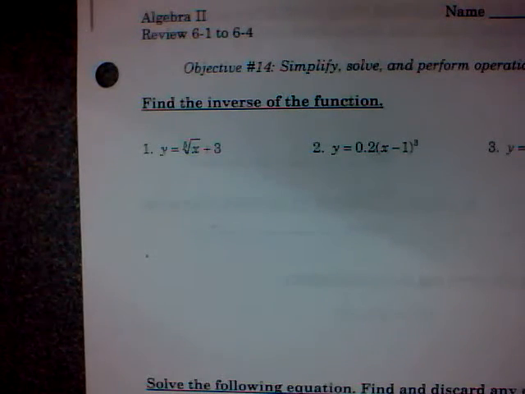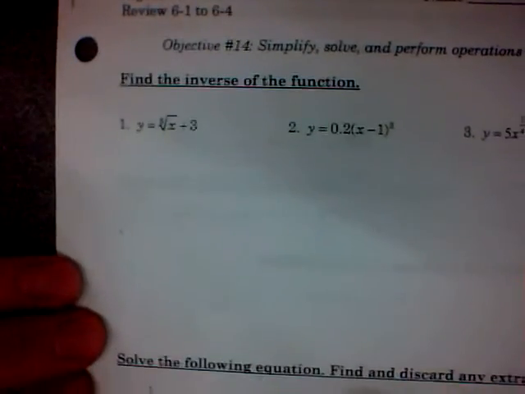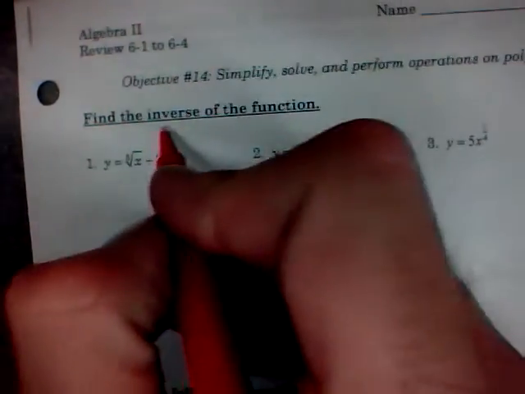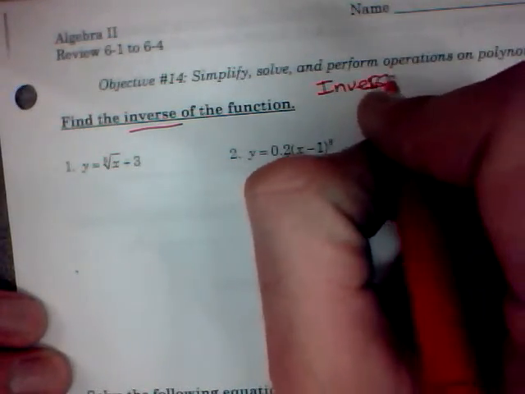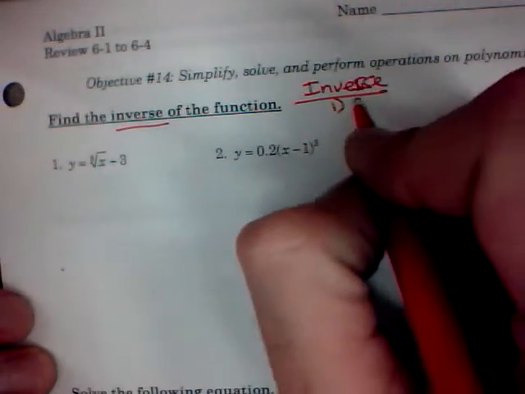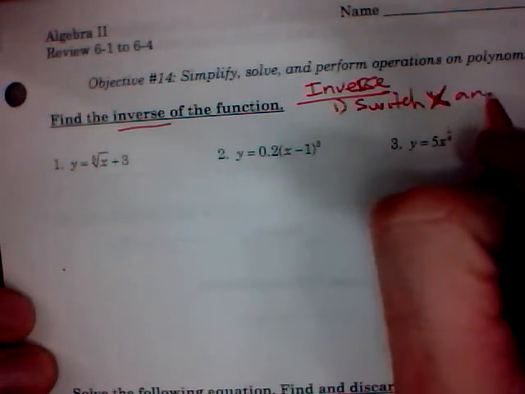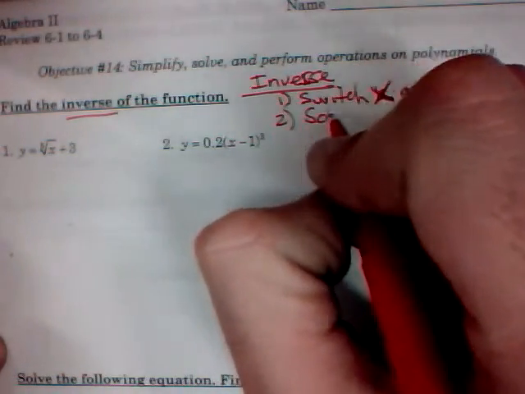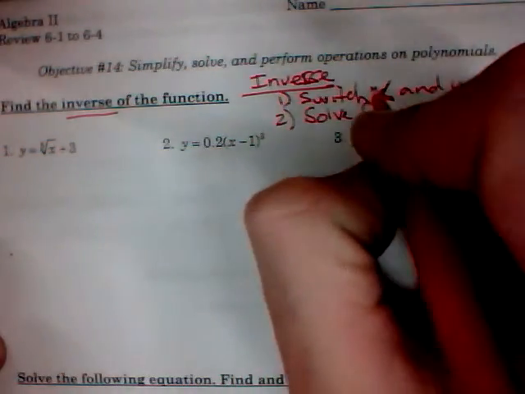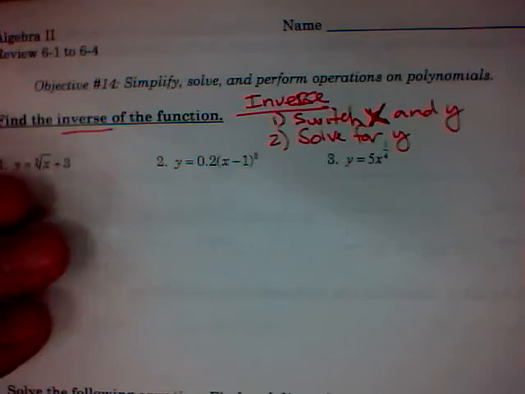Okay, this is the review for 6.1 through 6.4, including exponents, which we'll hit here at the end. On the first section, we're finding the inverses. In order to find an inverse, there are two steps. The first step is to switch x and y. You're going to make the y an x and the x a y. The second step is to solve for y.